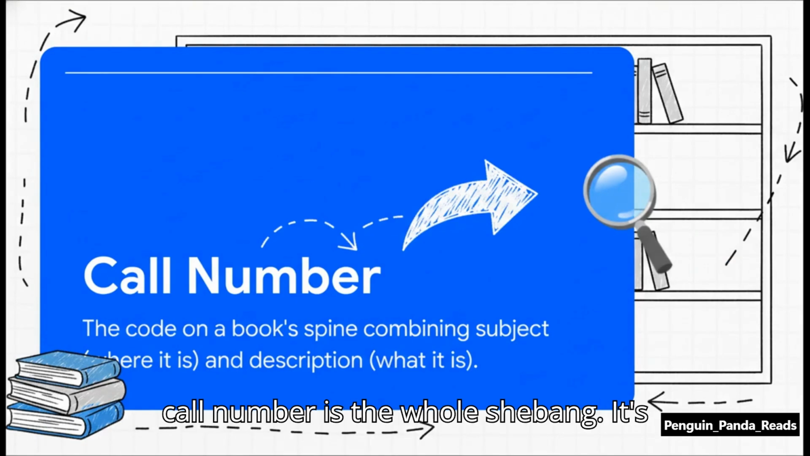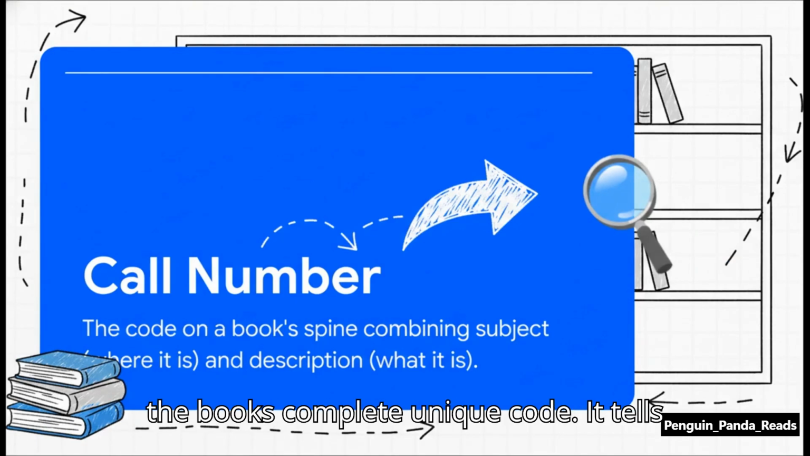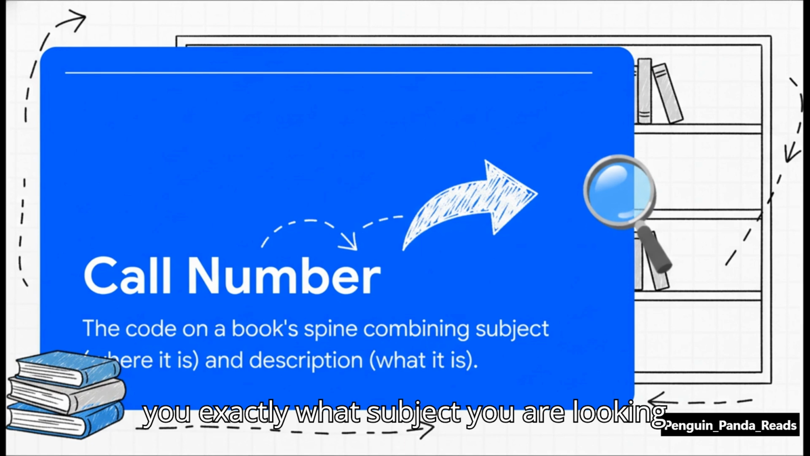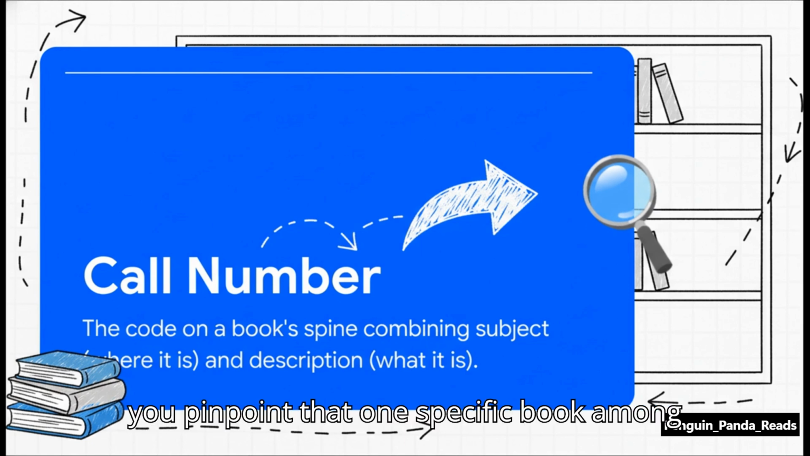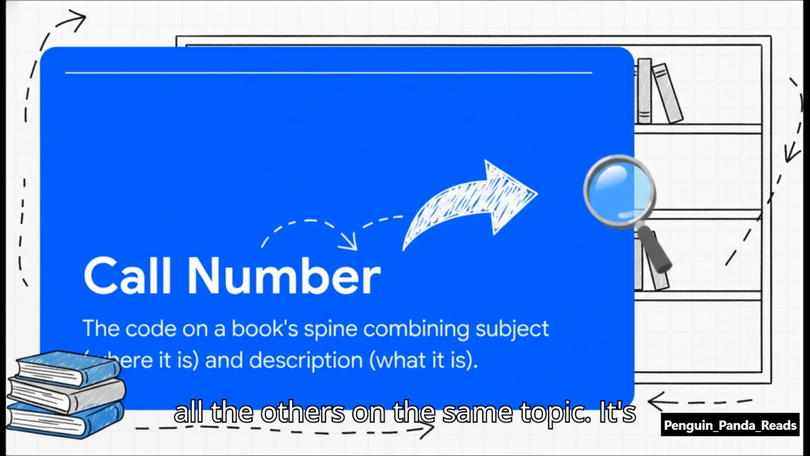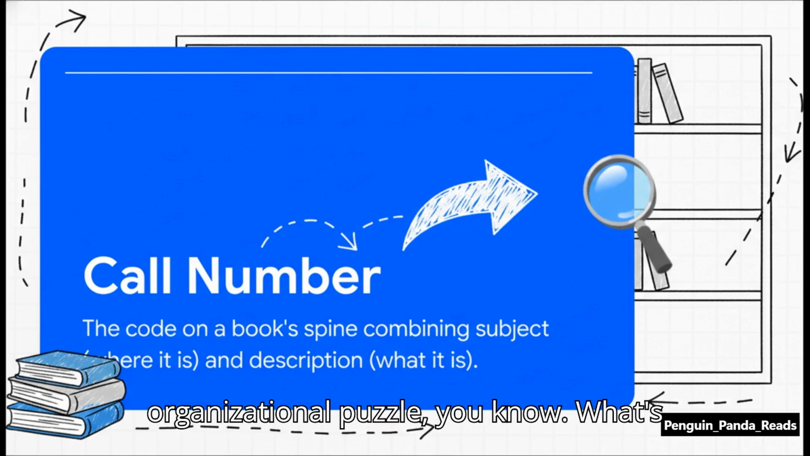And that call number is the whole shebang. It's the book's complete, unique code. It tells you exactly what subject you're looking for, which aisle to go to, and then helps you pinpoint that one specific book among all the others on the same topic. It's the final piece of this beautiful organizational puzzle.